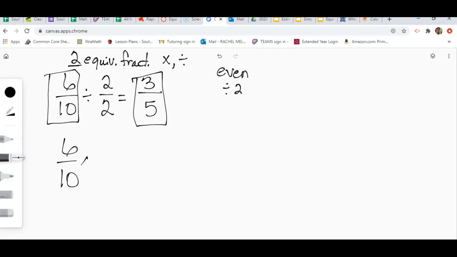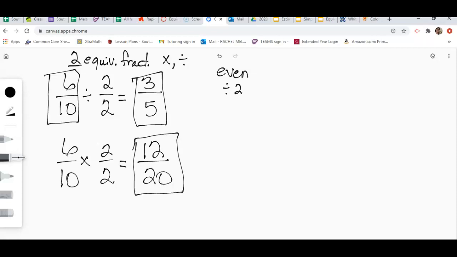So this time I need to multiply. Oh, how about we multiply by 2? So we can see what that looks like. So 6 times 2 is 12. And 10 times 2 is 20. So 12/20 is also equal to 6/10 and 3/5. Okay? Let's try another one.